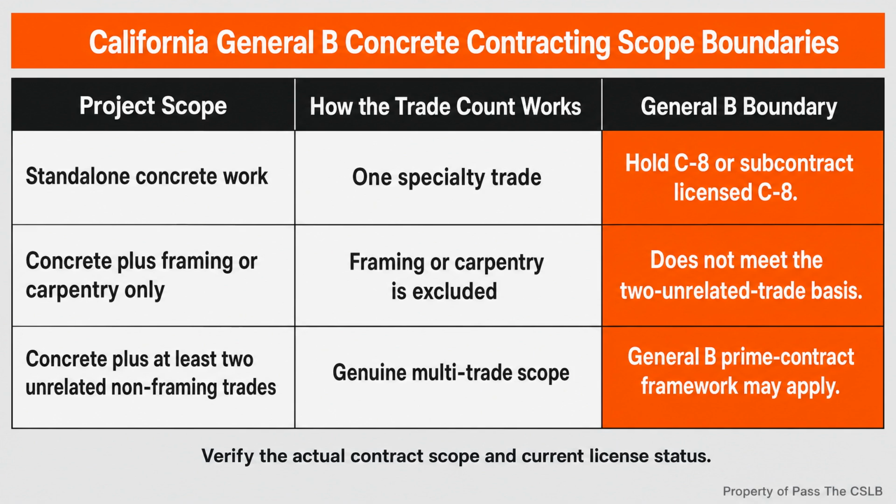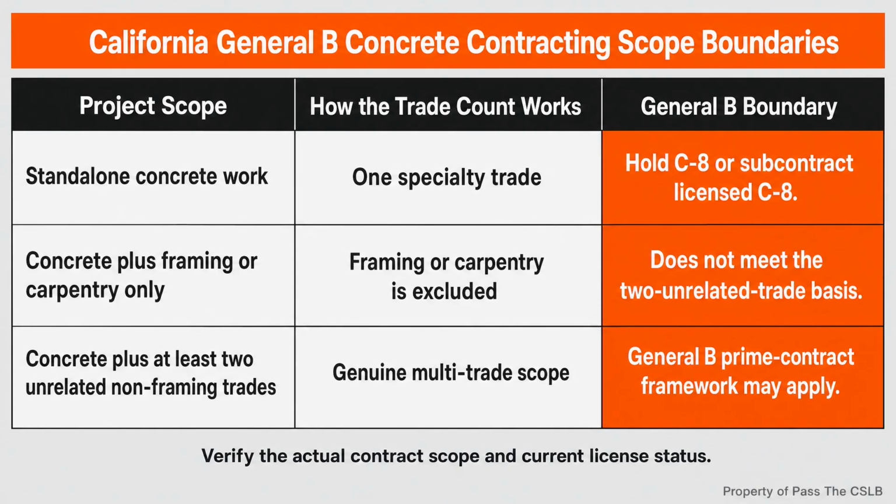Imagine a contract that contains concrete work and framing work only. It feels like two trades in ordinary job site language. But the licensing rule does not let framing or carpentry count as one of the two unrelated trades used to establish the general B contracting basis. The mistake is not mathematical. The mistake is counting a trade that the statute tells you to leave out.